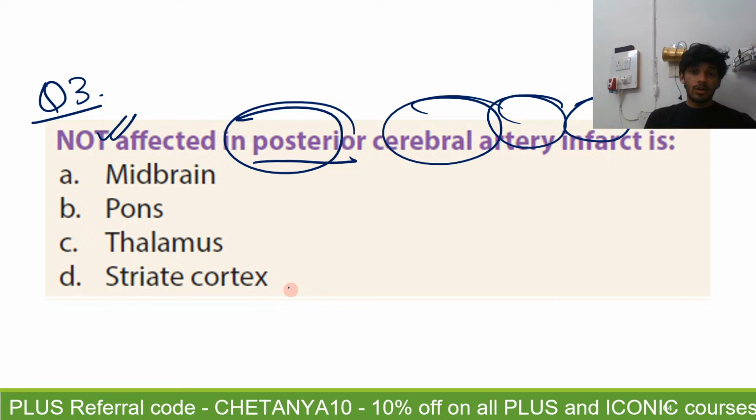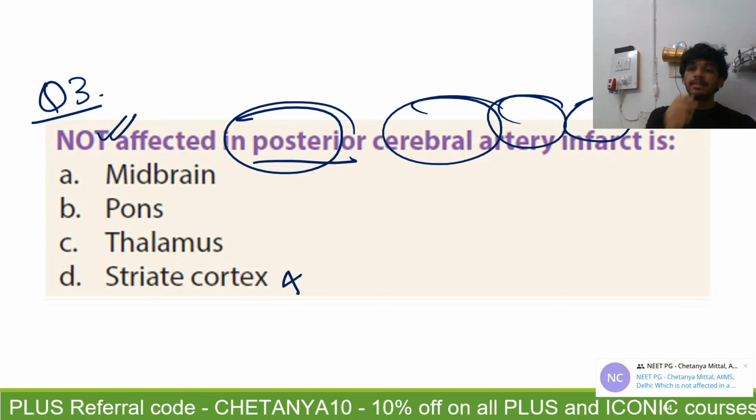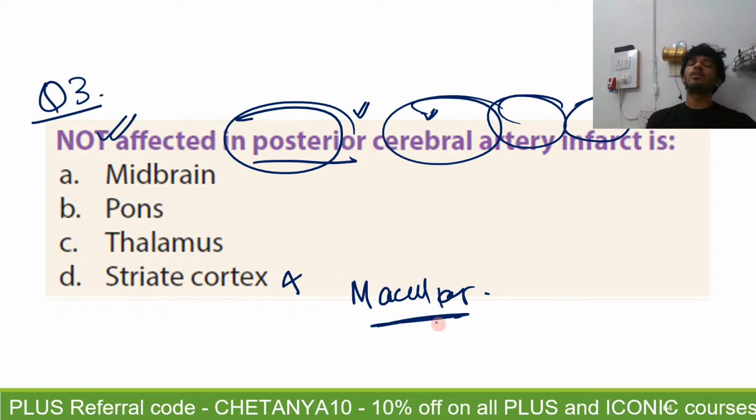Striate cortex, no. Striate cortex is affected. Understand this anatomy, 3D atlas and Kabir Mukhi, that the striate cortex will be affected in a posterior cerebral artery infarct. Yes, you are right that the macular part will not be affected, but the rest of the striate cortex will get affected, right? The macular part also receives supply from the middle cerebral artery. So the answer is not D. The correct answer here is B.